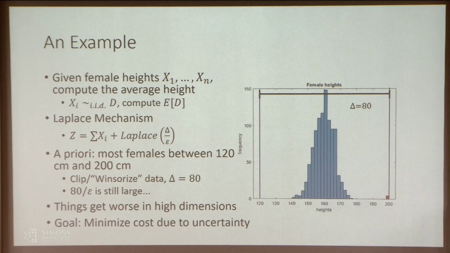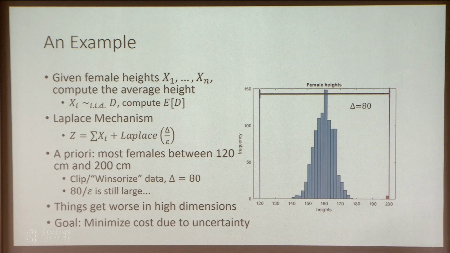And our overall goal will be to try to minimize the cost due to this uncertainty in our parameter estimates. So this is our end goal here. We're going to try to get algorithms which have low cost because of our uncertainty. Before I continue, are there any questions about this phenomenon?